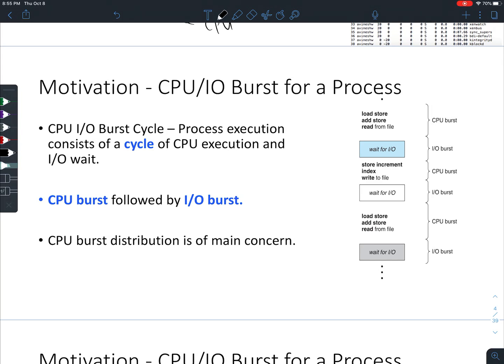Before introducing the detailed CPU scheduling algorithms, I want to briefly introduce a couple of concepts. The first one is called CPU burst and I/O burst.